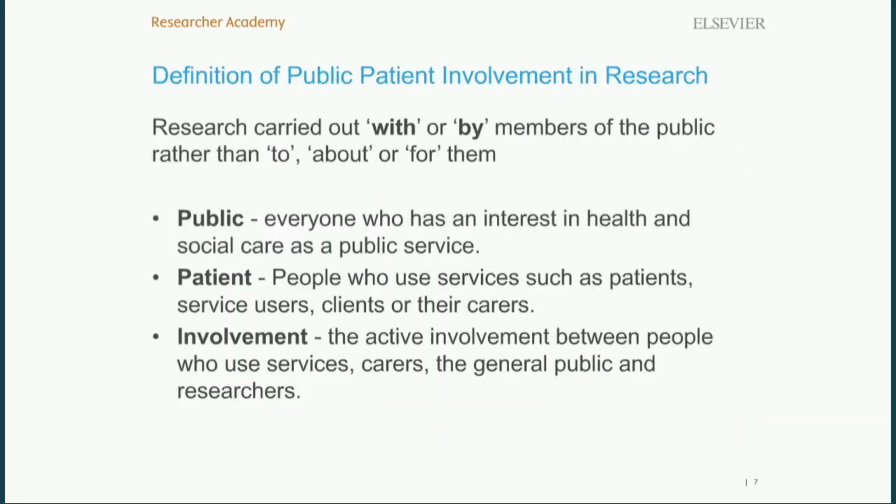So to start with a definition of PPI, the definition that we use is the Involve UK definition. We're talking about research that's carried out with or by members of the public rather than to, about, or for them. When we talk about the public, we're talking about everyone who has an interest in health and social care as a public service. When we're talking about patients, we're talking about people who are using the services, such as the patients themselves, but we're also talking about clients or their carers and service users. And then we talk about involvement. We're talking about the active involvement between those people using the services, carers, the general public, and researchers.